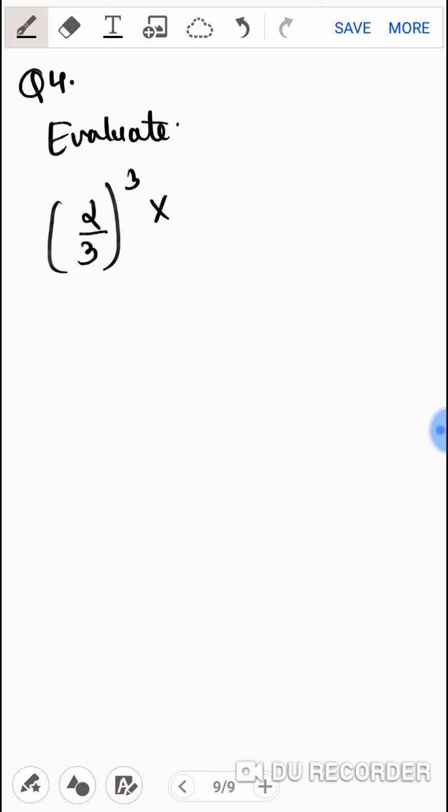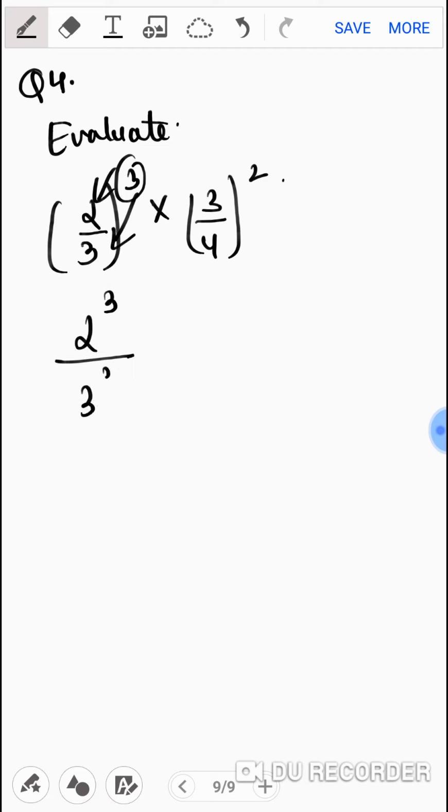I'll jump on to question number 4. Evaluate 2 upon 3 raised to 3 into 3 upon 4 raised to 2. My dear kids, as you know, this 3 is with 2 also, 3 also. So you will write 2 upon 3, 3 upon 3. This 2 is with 3 also and 4 also. So you will write 3 raised to 2, 4 raised to 2.